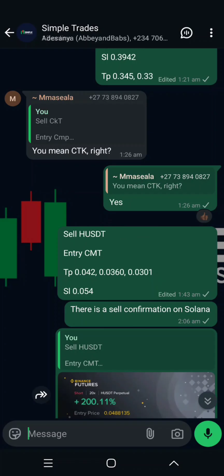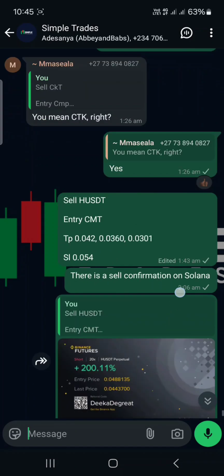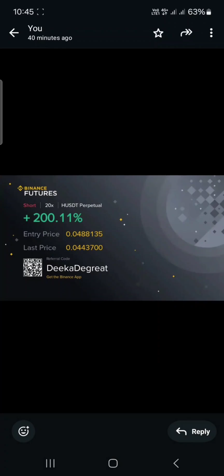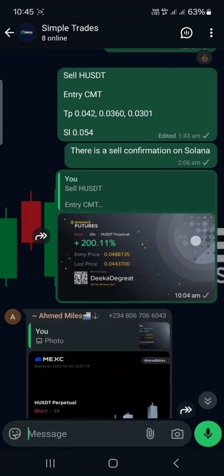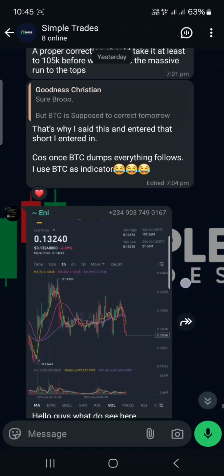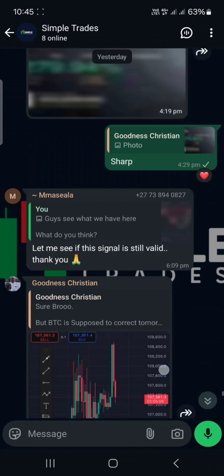So I dropped these two trades and they are still playing out. I dropped them in the group. So that is what I saw, and that is why I dropped those signals. I'm sorry I could not make separate videos on each of those calls. So if you can see here, HUSD is already giving us over 200%, while CKT is at entry, has not given us an entry yet.